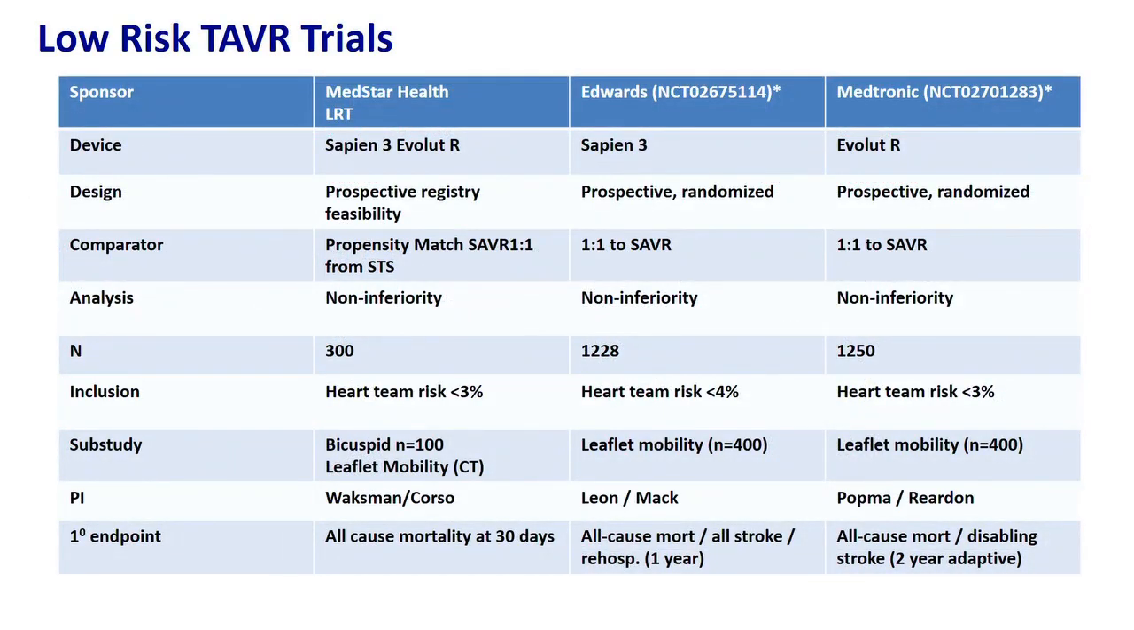We actually had our own study which preceded these studies at the Methodist and Washington Hospital Center. It was a multi-center trial, non-randomized, 200 patients. We call it the LRT study. So we put all those trials together, and there were some differences because our study was just a registry, but the pivotal trials were randomized trials, 1-to-1 to SAVR.